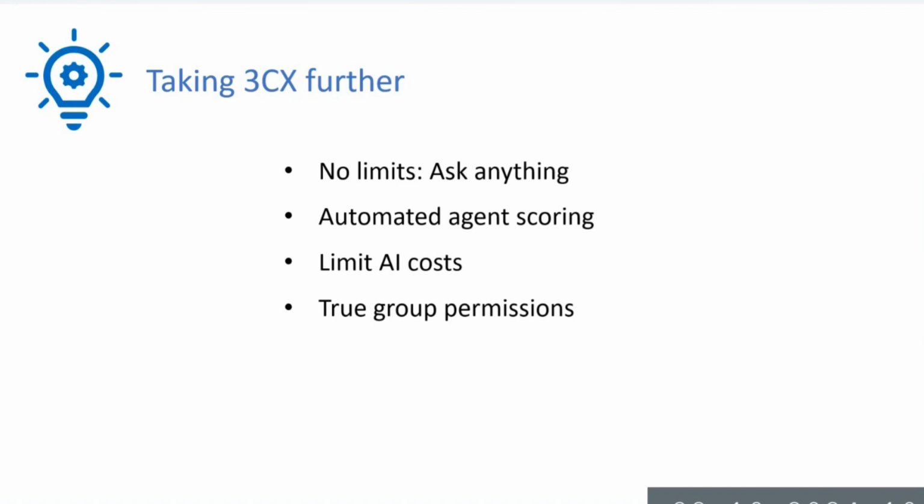They want to be able to give the manager of the sales group access to sales related calls and listen to those recordings, but not to the executive group or to the customer service group. So we implemented true group permissions, which was the way 3CX was in version 18, but not anymore.